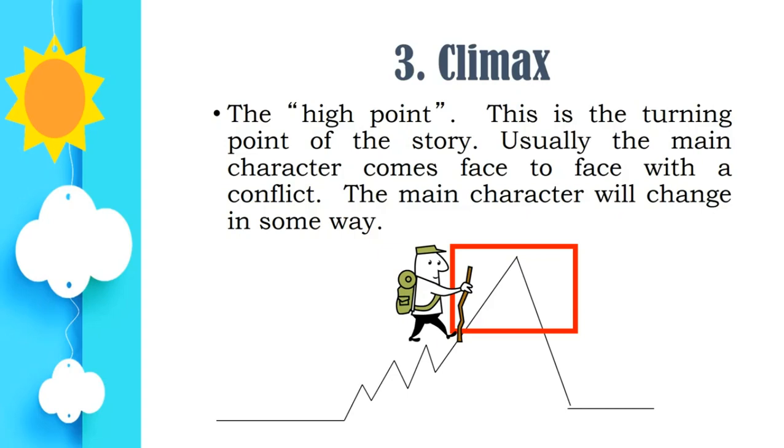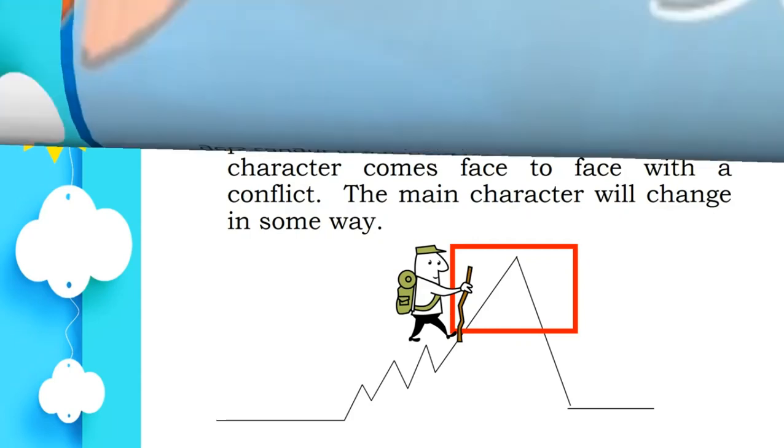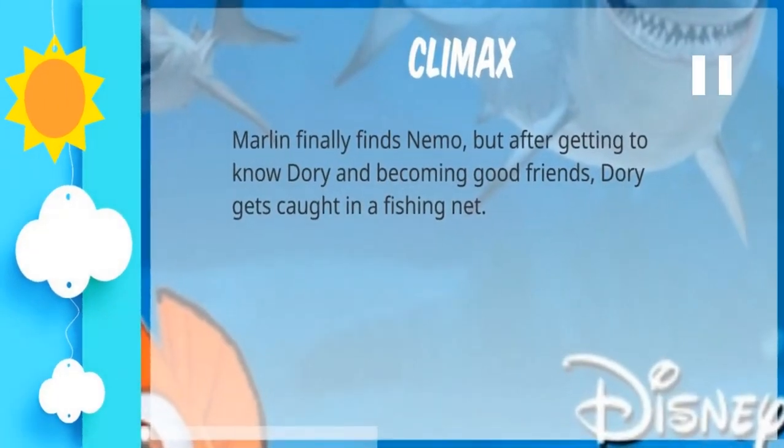Now, for an example, same as with the movie Finding Nemo, for the climax, Marlin finally finds Nemo, but after getting to know Dory and becoming good friends, Dory gets caught in a fishing net. That would be another problem.